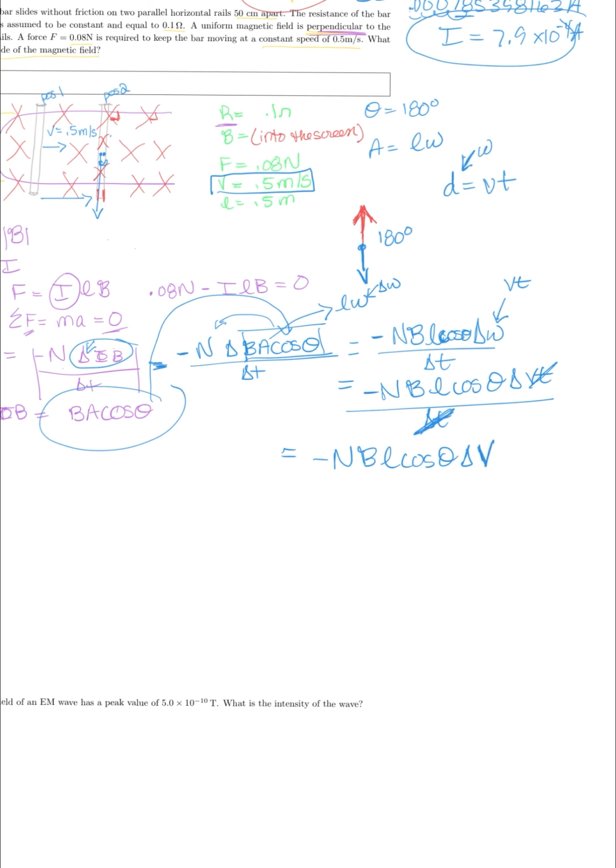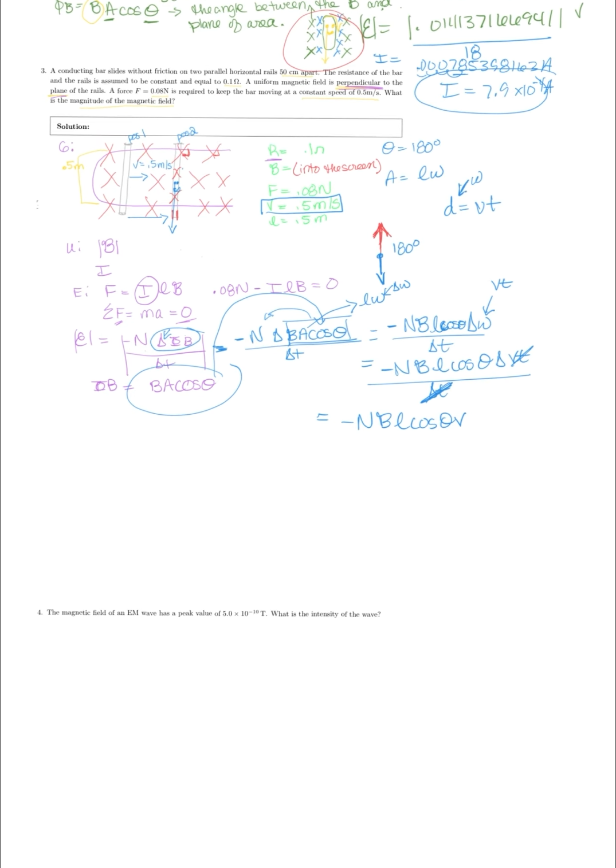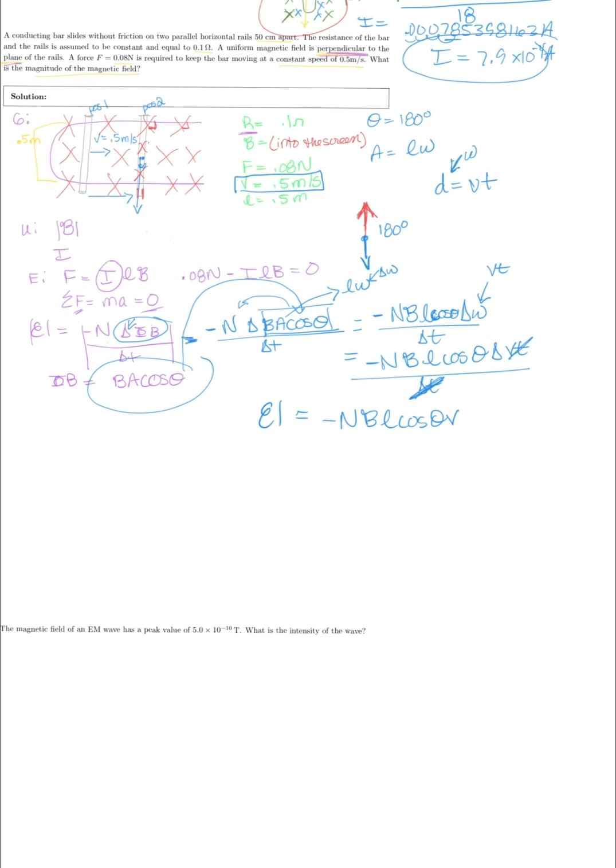And now we have negative N BL cos theta of delta V. So that's the only thing that is changing. Which is not actually the V that was changing, it was the VT that was changing. So we really could even drop that delta now. We don't even need the delta, we can just have times V. Okay, so now all of this is equal to the EMF.